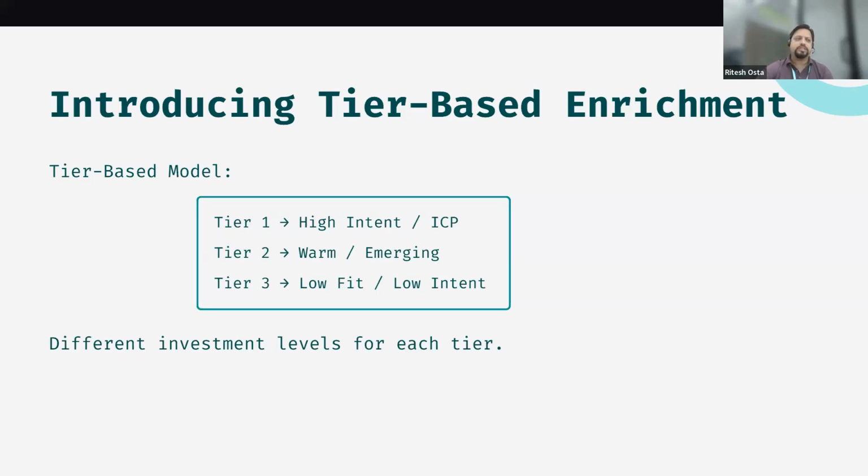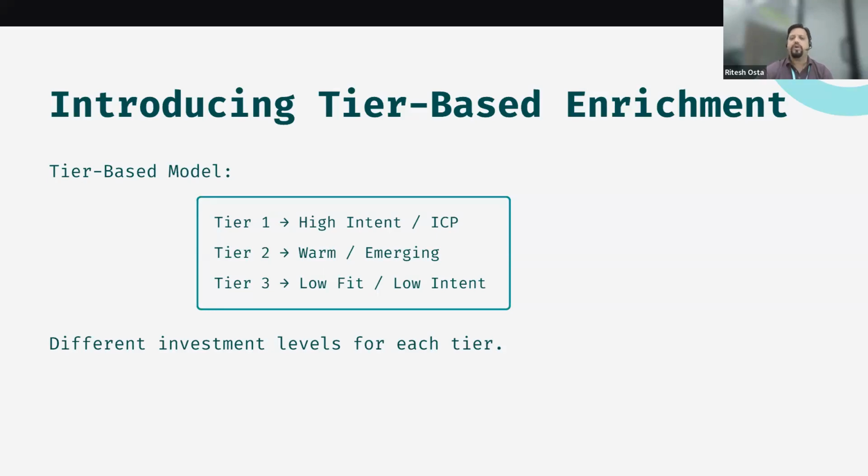For example, you can customize tiers based on geography. Certain geography is tier one, another geography is tier two, and so on. You can do it based on industry. Certain industry is tier one. You can do it on company size. Big companies tier one, small companies tier two, and so on. How you're going to use this framework within HubSpot for ABM is totally up to you.